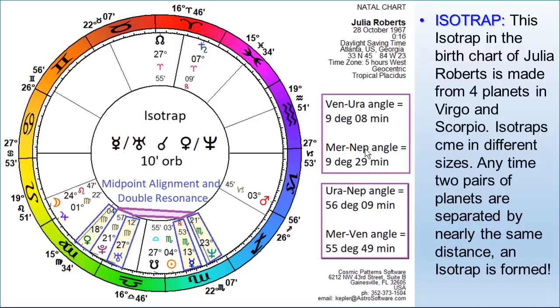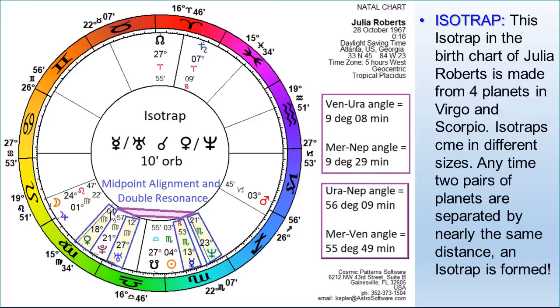So if we look at the difference there, there's a difference of 21 minutes. Almost the same exact angle. Now this is the thing that we're going to learn that's new: the difference between the angular distances is 21 minutes. Venus-Uranus has a 9 degree 8 minute angle. Mercury-Neptune is 9 degrees 29 minutes.